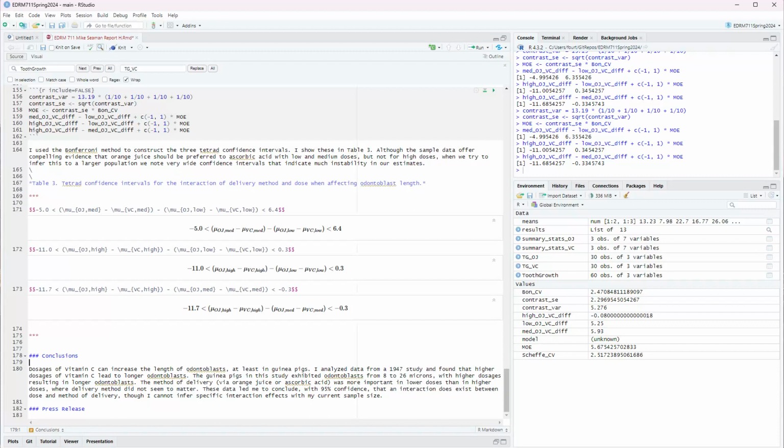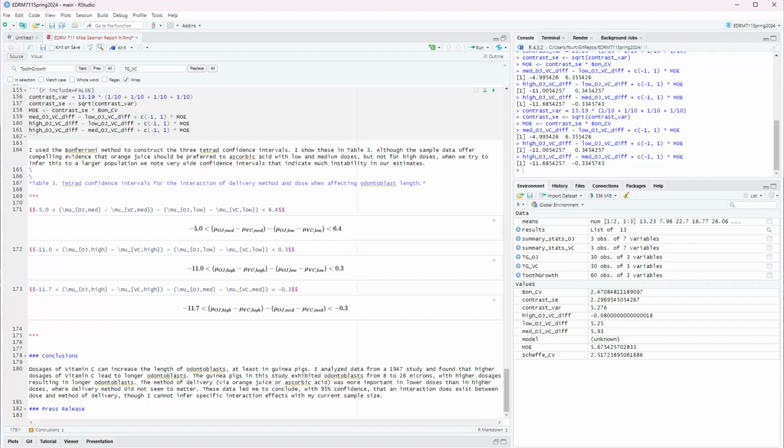The guinea pigs in this study exhibited odontoblasts from 8 to 26 microns, with higher dosages resulting in longer odontoblasts. The method of delivery via orange juice or ascorbic acid was more important in lower doses than in higher doses, where delivery method did not seem to matter. These data led me to conclude with 95% confidence that an interaction does exist between dose and method of delivery, though I cannot infer specific interaction effects with my current sample size.